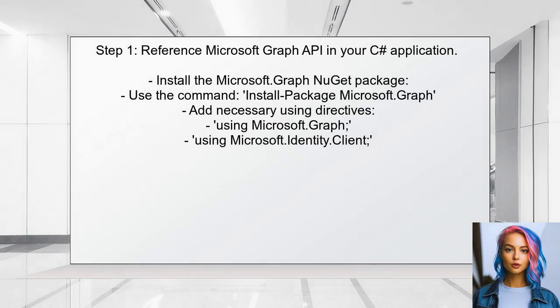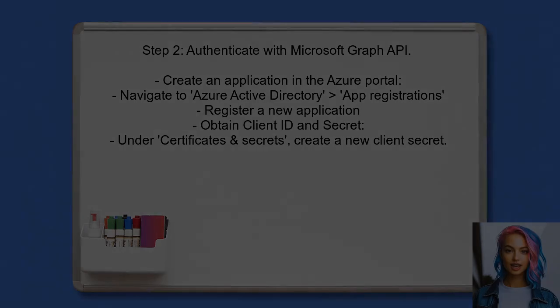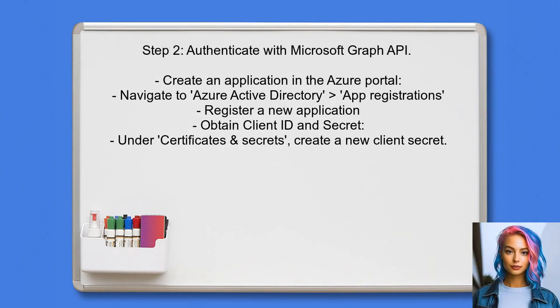To begin, the user needs to reference the Microsoft Graph API in their C# application. This API allows access to SharePoint resources, including file URLs. Next, the user should authenticate with the Microsoft Graph API. This involves creating an application in the Azure portal and obtaining the client ID and secret.